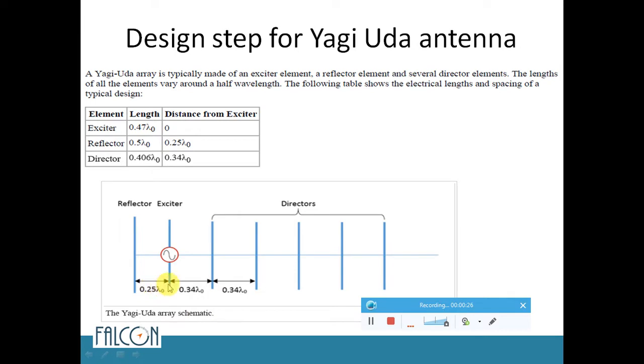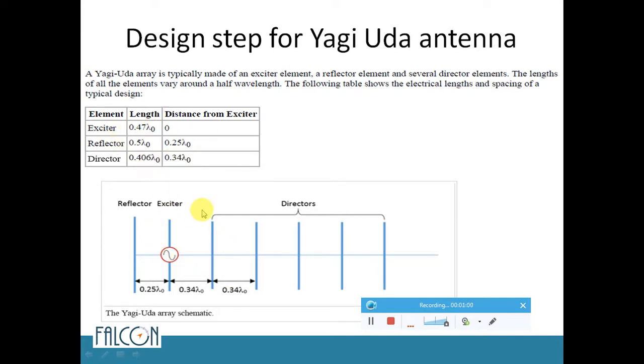The spacing between this reflector and the driven element is 0.25 lambda, and the driven element spacing is 0.34 lambda. This is an equal-spaced Yagi-Uda antenna, that's why all these distances are equal, related with 0.34. The length of this dipole antenna is 0.47 into lambda 0. Reflector length is 0.5 into lambda 0 and director is 0.406 into lambda 0.